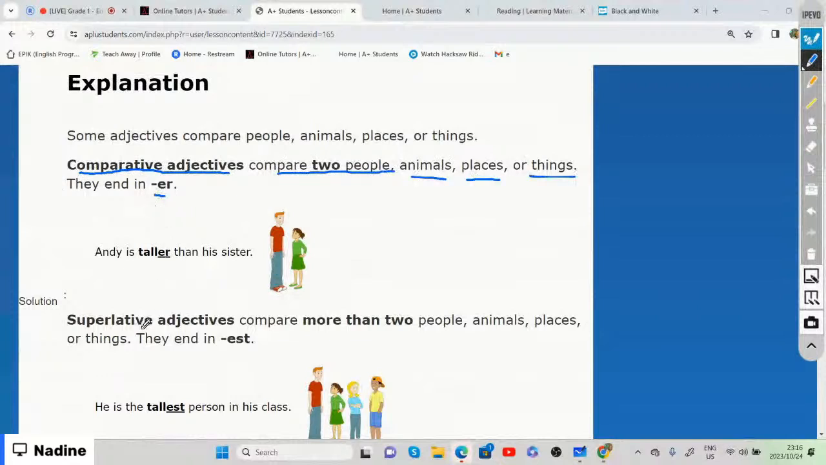And we also made an example. Here's an example of taller, right? So our base word is tall. That is our base word. So it's like saying Andy is tall. If we compare Andy to his sister, then we can say Andy is taller than his sister. And then we added an er to that word tall.